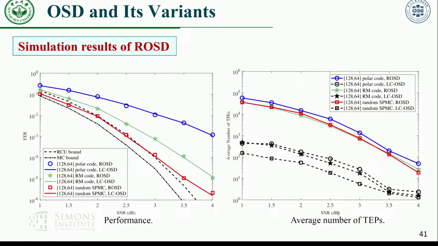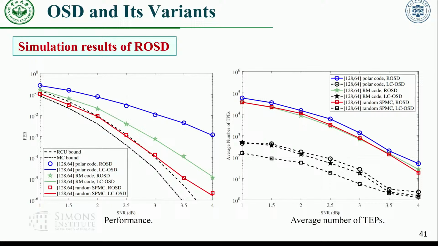Here we show the performance. Here is a polar code, and polar code with ROSD or LC-OSD has the same performance. And this one is RM code, so it's better than polar code. This is as expected because the RM code has a good minimum distance. Here is a random staircase code, so it's better than RM code. Actually, to construct a code, we can optimize the profile.